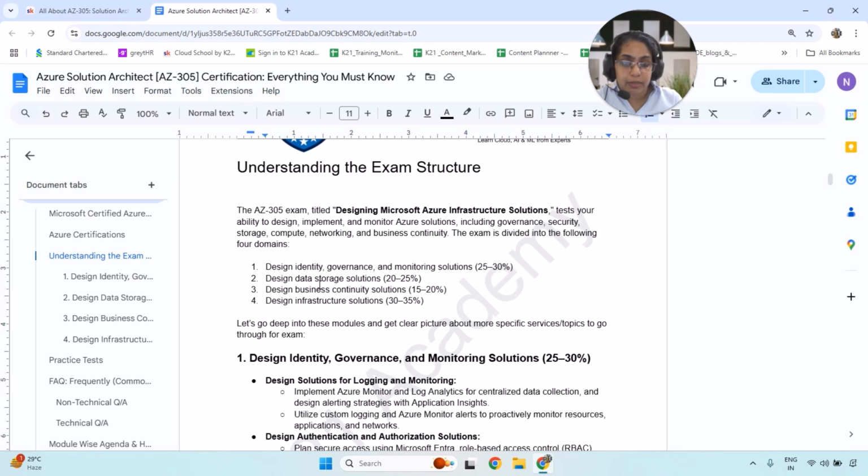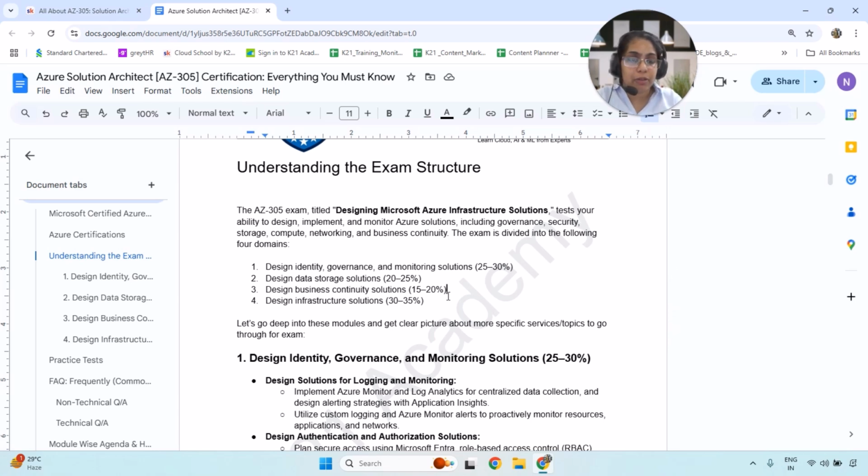And the fourth domain has the highest weightage out of all, I would say. That is designing the infrastructure solutions, which has a weightage of 30 to 35%. So these are the different domains and their weightage. Whenever you're preparing for the certification, you can always keep this percentage in mind and prepare accordingly. It gives you more clarity on which domain you can expect more questions from, and more valued questions, we can say. So this is what it helps us with.